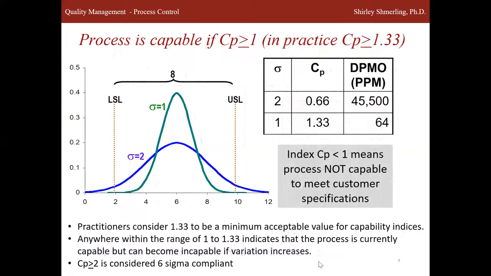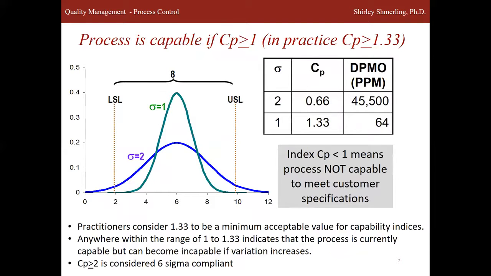So if we're looking at the two examples together, this is when the standard deviation was 1, and this is when the standard deviation was 2, with exactly the same range for specification. The convention is that if the capability index is less than 1, then the process is considered incapable of meeting the specification requirements of the customer. On the other hand, if the index is greater than 1, it's considered capable.